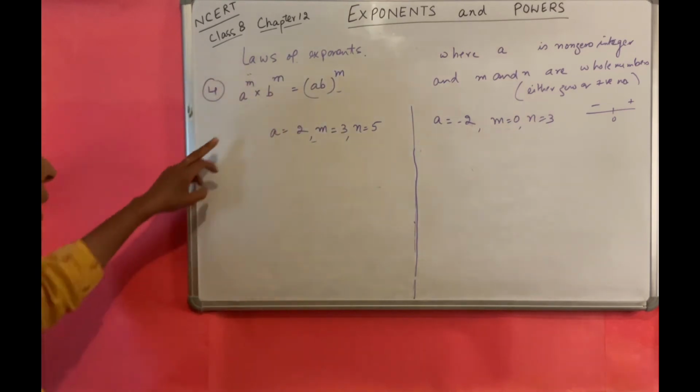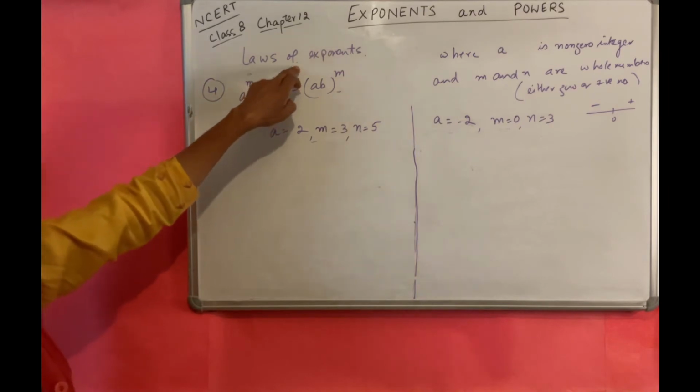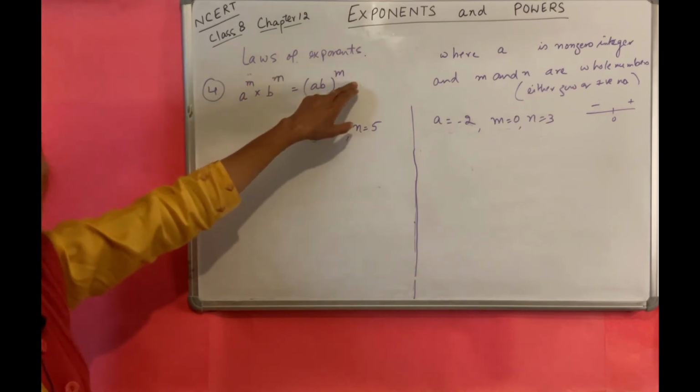Next is A raised to power m into B raised to power m is equal to AB raised to power m.